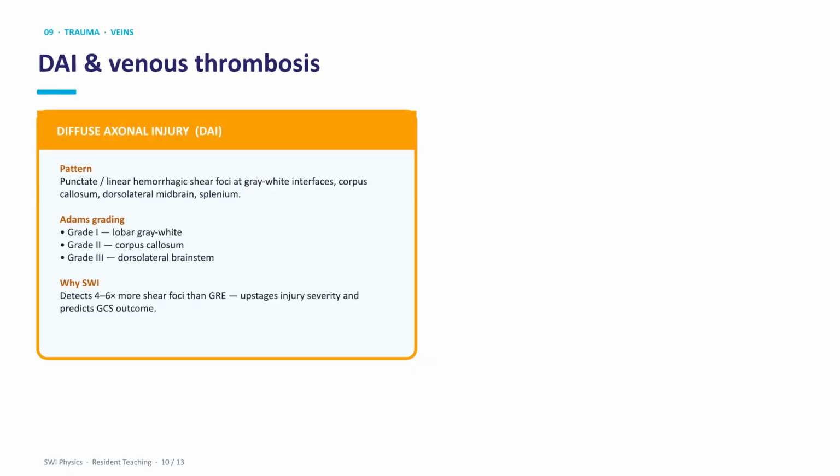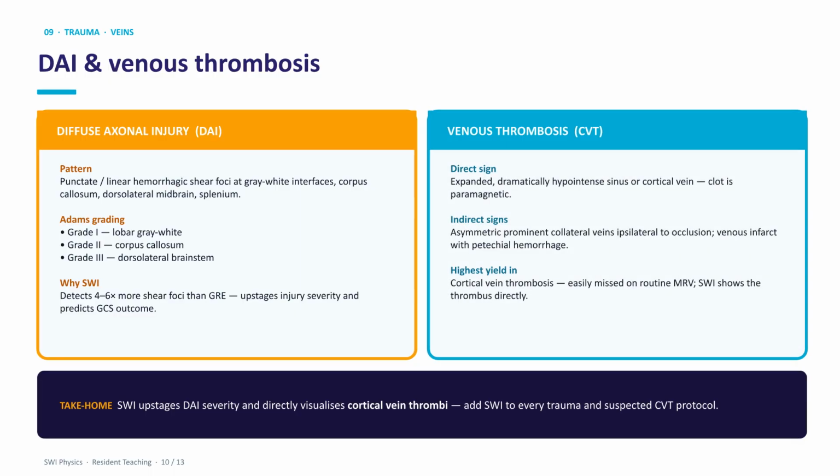Diffuse axonal injury, or DAI, shows punctate or linear hemorrhagic shear foci. SWI detects 4 to 6 times more shear foci than GRE, upstaging injury severity and predicting outcome. Venous thrombosis appears as an expanded, dramatically hypointense sinus or cortical vein because the clot is paramagnetic. SWI directly visualizes these thrombi and should be added to trauma and suspected CVT protocols.